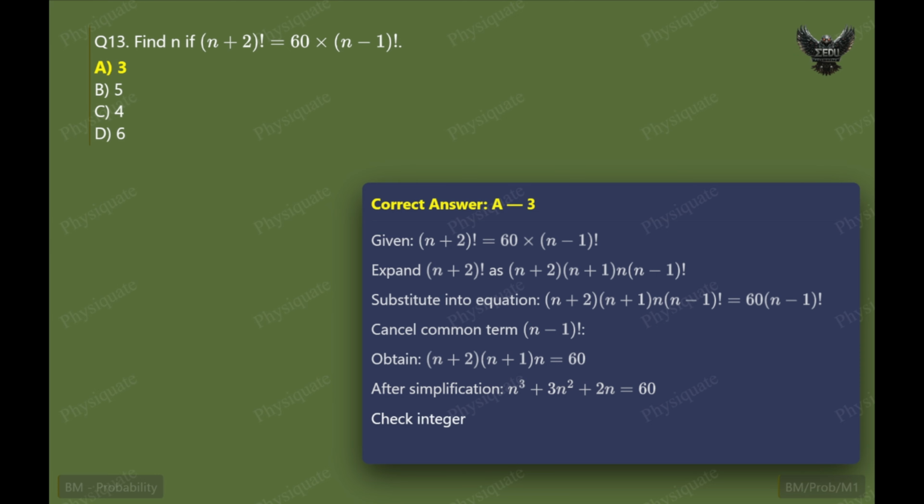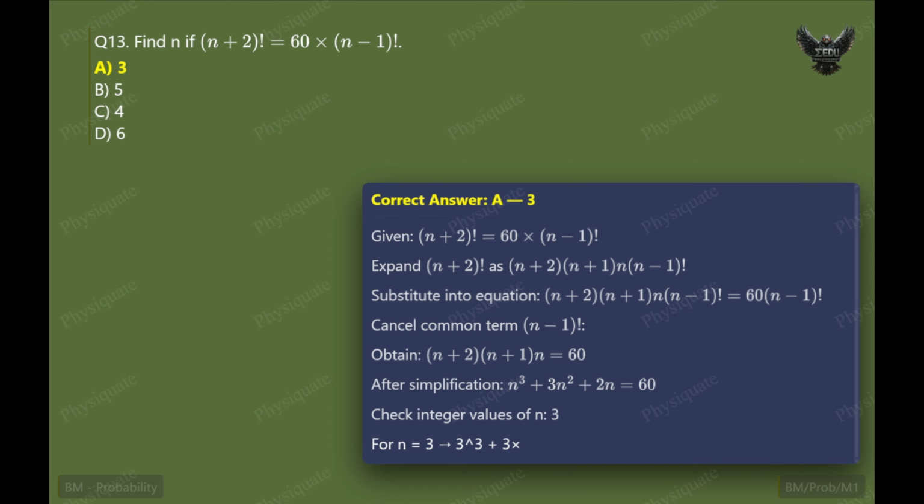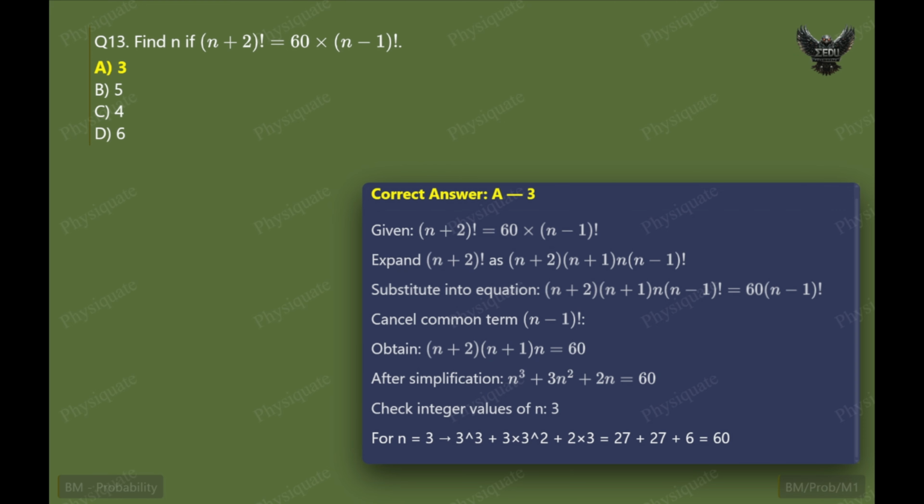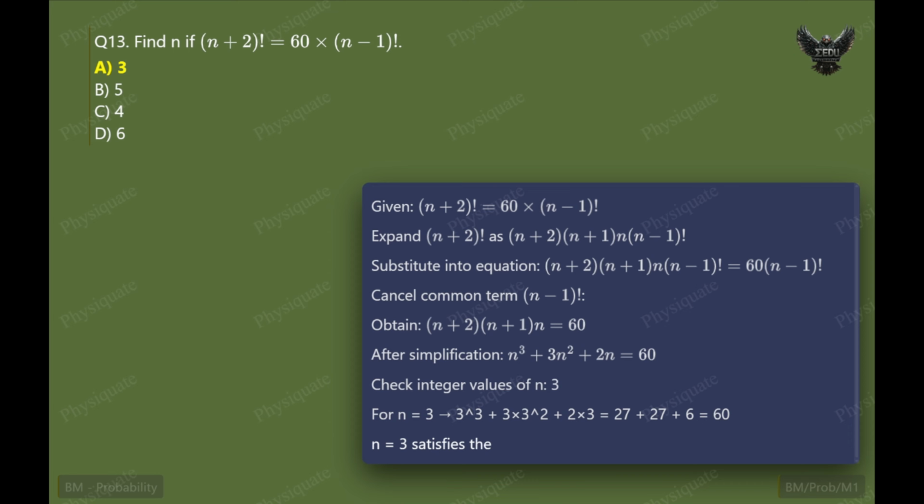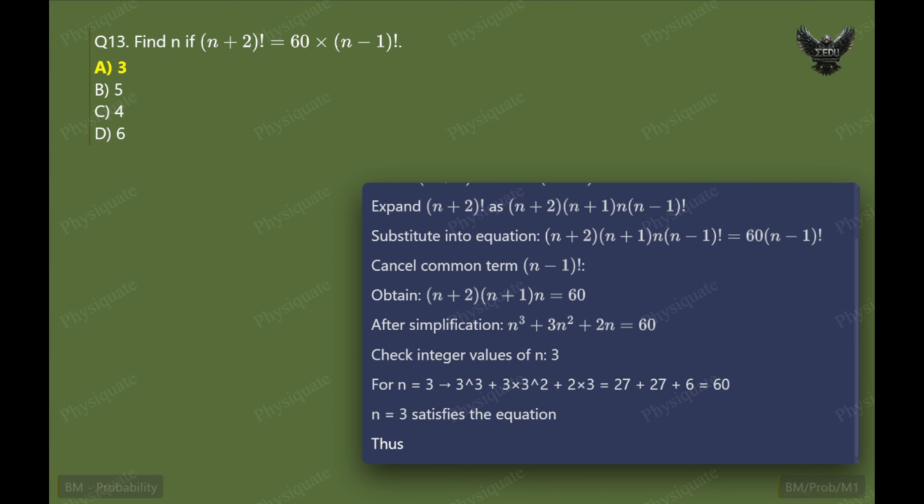Check integer values of n, say 3. For n equals 3: 3 cubed plus 3 times 3 squared plus 2 times 3 equals 27 plus 27 plus 6 equals 60. n equals 3 satisfies the equation. Thus, the value of n equals 3.